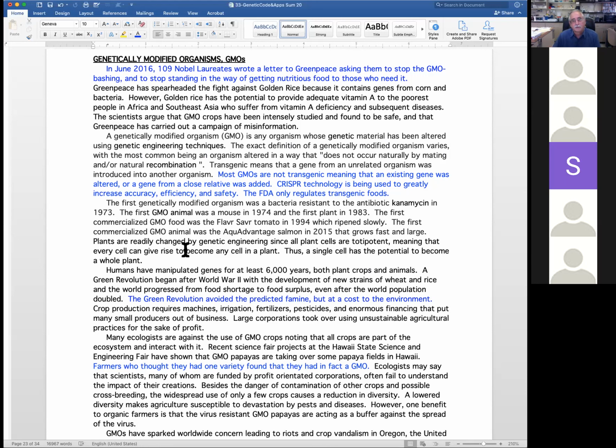And now I see all these people who are against GMOs, and they tie it all into being in favor of the ecology and saving the planet. But it's the exact opposite. So about 4 years ago, pretty much every living Nobel Prize winner signed this letter that went to Greenpeace asking them to stop the GMO bashing and stop getting in the way of getting nutritious food to those who need it.